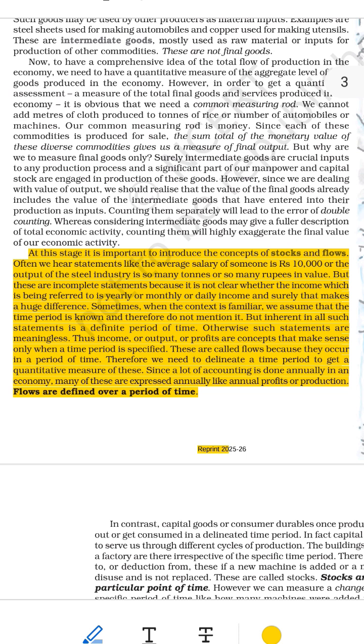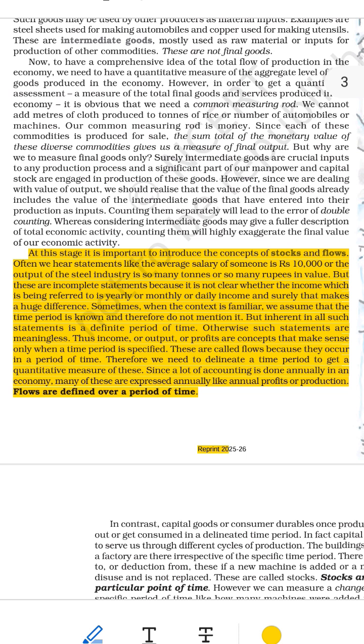Let's make it even simpler with water. Imagine a big water tank. The water inside the tank right now equals stock. The water flowing in through a pipe per minute equals flow. So if you say the tank has 100 liters of water, that's stock. Water is flowing in at 10 liters per minute, that's flow. Why is this important in economics? Because in economics, we talk about how much a country has, stock, and how much it earns, produces, or spends over time, flow. Let's break down the original lines.